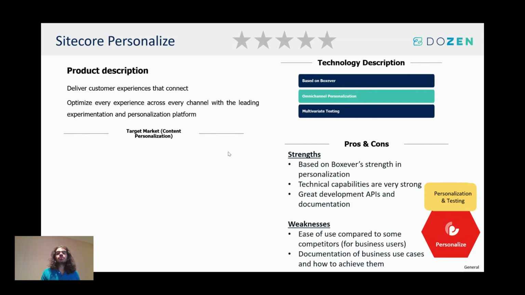So I'm going to give it a rating of 4 stars, just because I do think it's very powerful, and I would have loved to give it 5 stars, but I think with these weaknesses, it's still not there yet. Once component level or fragment personalization is supported, I think this would be a very strong product in the market.